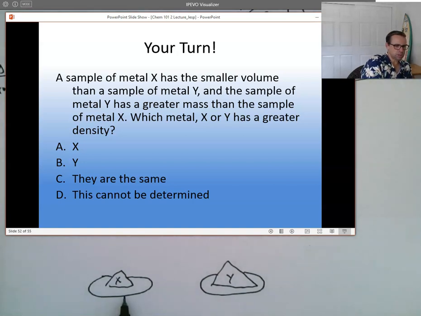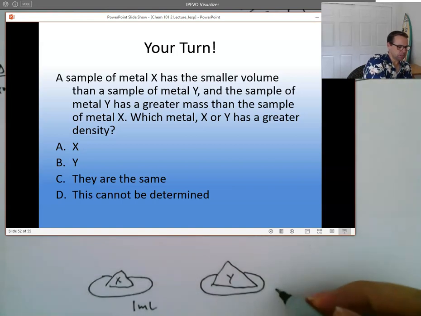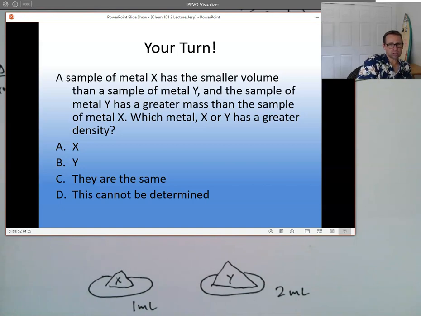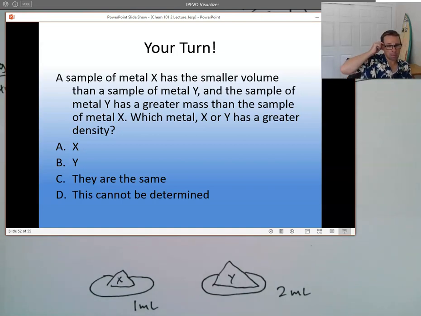So if we put some volume numbers on here, if I said this was 1 milliliter and this is 2 milliliters, these are just examples. But if Y has a greater mass and a greater volume, we don't know how much of a greater mass it has. We don't know if Y is twice as massive or 4 times. We just know it's more. So in this type of problem, we can't determine it. The answer is D, this cannot be determined. That's right. Very good.